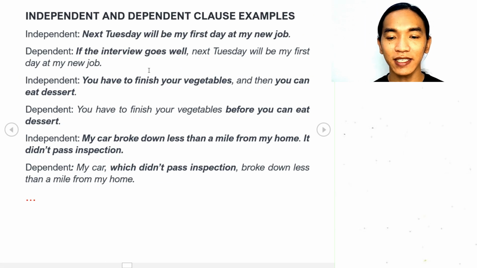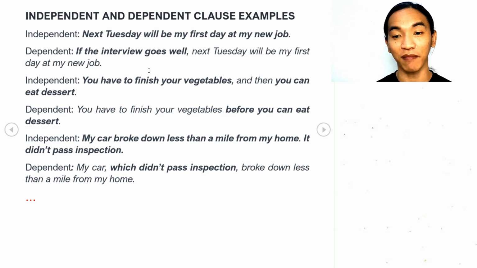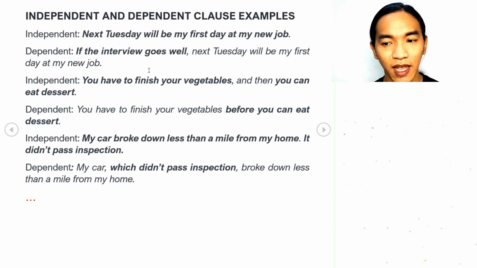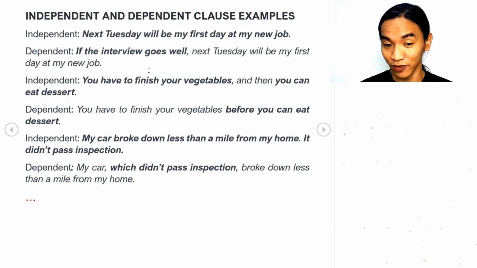Okay, so let's take a look at some examples of your independent and dependent clause. So independent: next Tuesday will be my first day at my new job. Complete meaning. Dependent: if the interview goes well, it's dependent, so we don't really understand that. It's incomplete. If the interview goes well, next Tuesday will be my first day at my new job. So then the sentence makes a lot of sense.